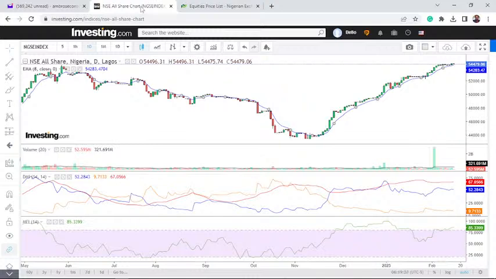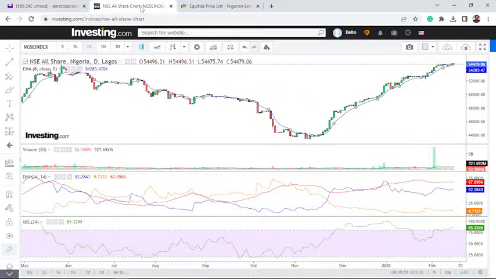There are eight gainers and eight losers. That means almost at par now, which is good for the market. You can see that Triple G is leading, followed by GSK, which is GlaxoSmithKline, and also we're seeing WAPCO, Livestock, and Owando. These are the ones on top of the gainers chart also.